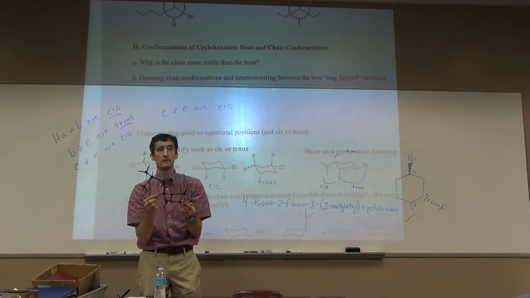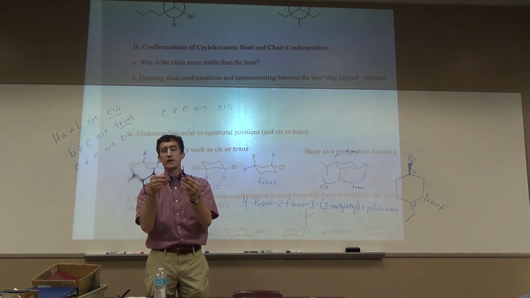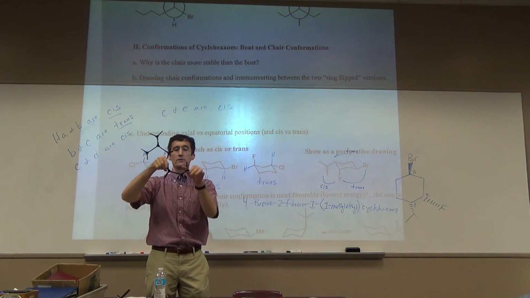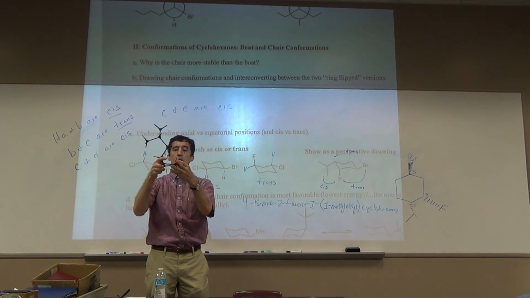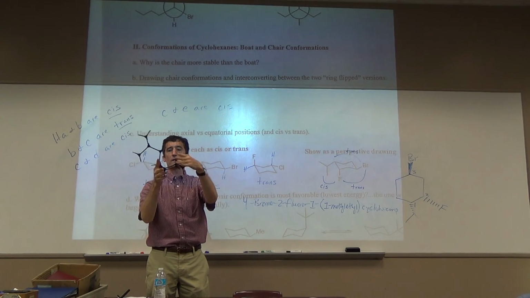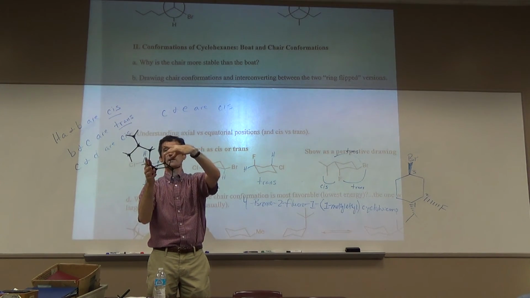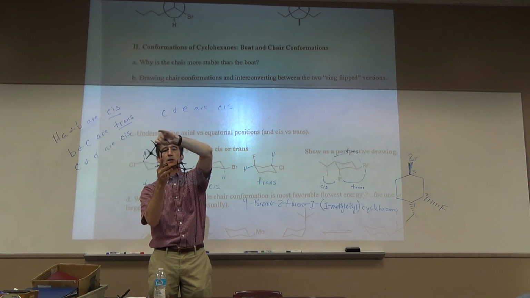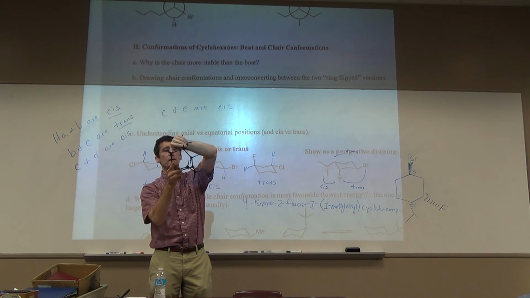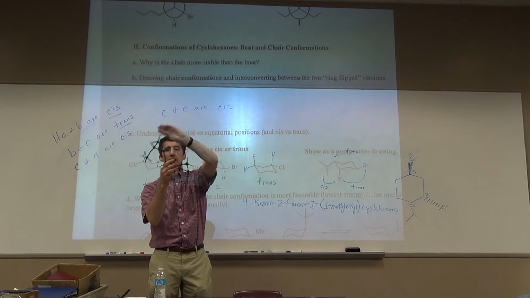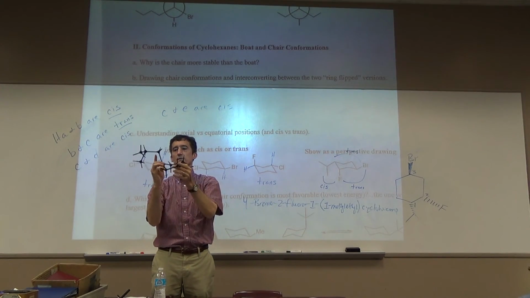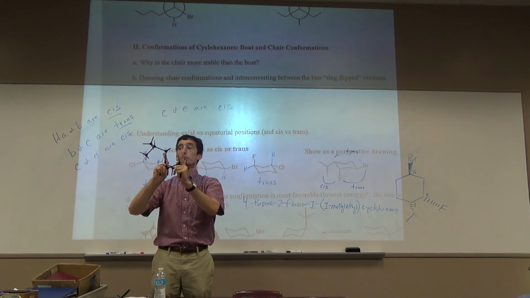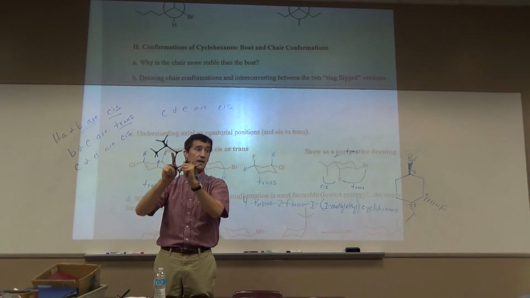Now which is better? Well, I already said. It's better for that to be equatorial. Why? Because if it's axial, this group clashes with the other two axial groups. Now they're H's, but see how it can swing around and clash with them? If this is 1, 2, that's 3. That's called 1,3-diaxial interactions.